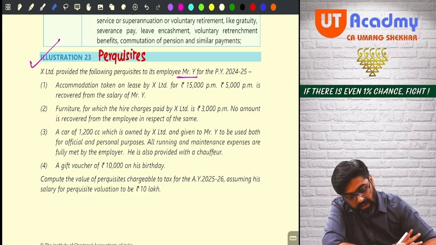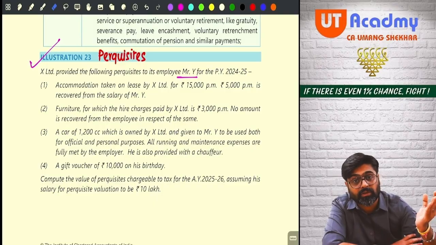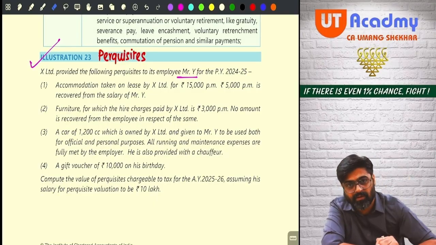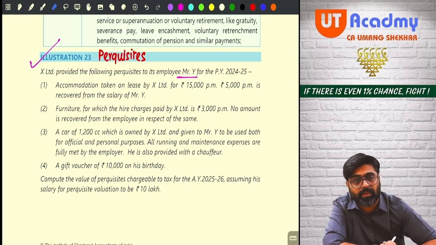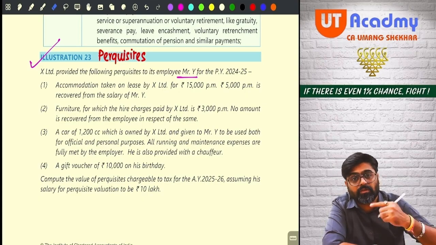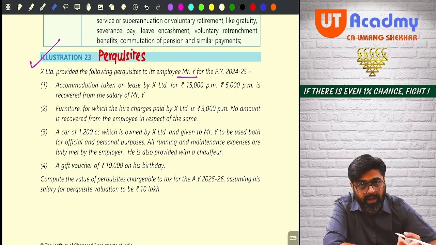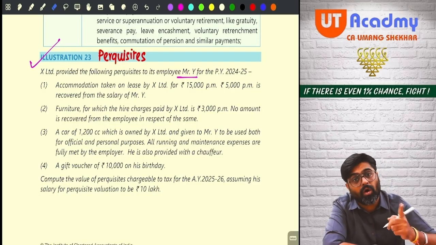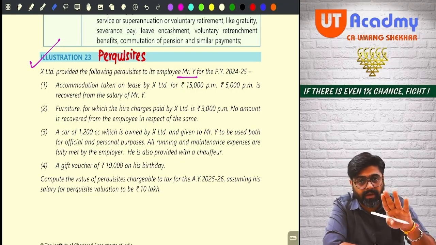So here they are saying that the accommodation is taken on lease by X Limited, means that the accommodation was taken on rent by the employer. And that accommodation, how much rent was paid? 15,000 per month. That was given to you. So for this, 10% of your salary needs to be calculated, or 15,000 into 12, 1 lakh 80. So 1 lakh 80 or 10% of your salary, whichever is lower. That will be your benefit. But wait.